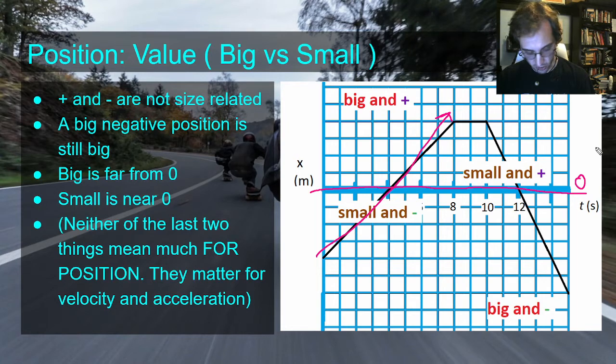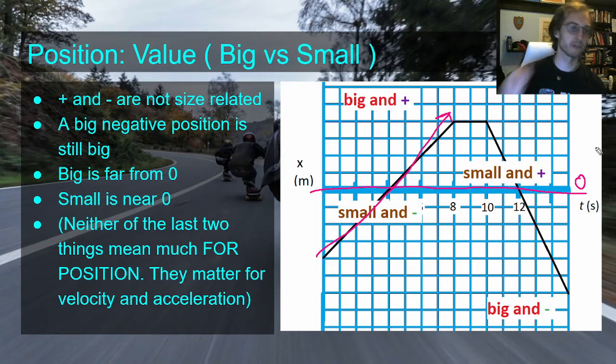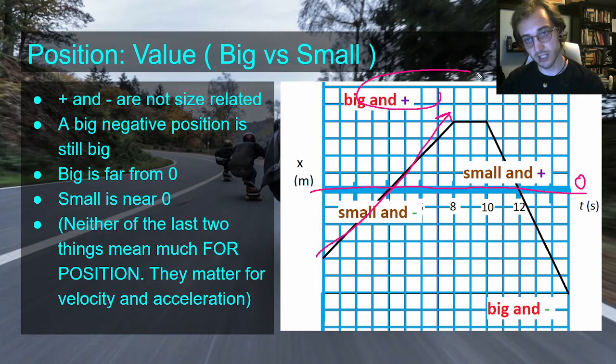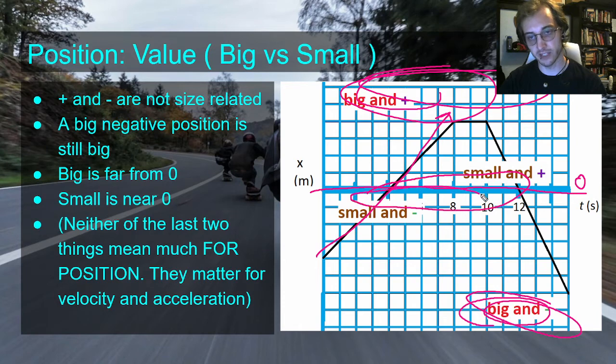Won't matter much for position graphs, will matter again hugely for velocity and acceleration graphs. A big negative position just means you're still far away from it, that's what the big part means, but you're behind it. A big positive position means you're far away from it and in front of it. So big positive stuff lives up here, big negative stuff lives down here, small positive and negative things live in the middle, either slightly above or slightly below the line.